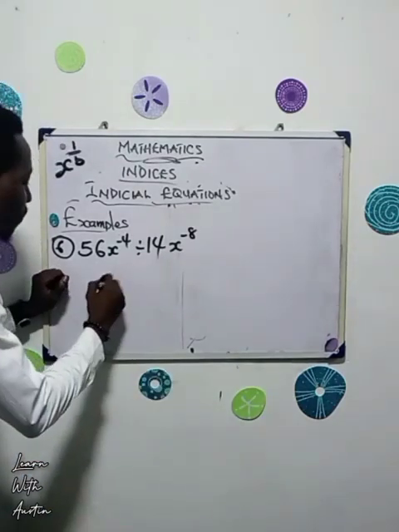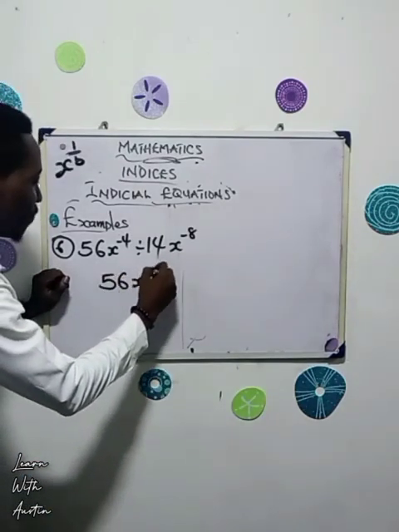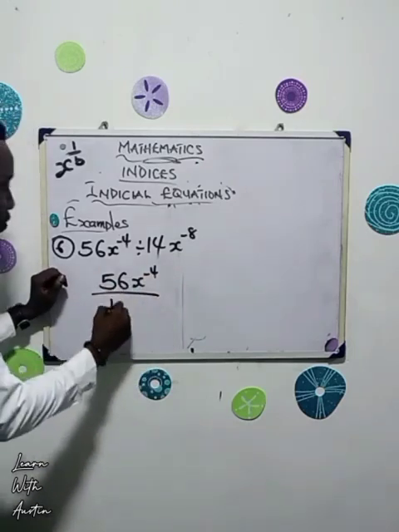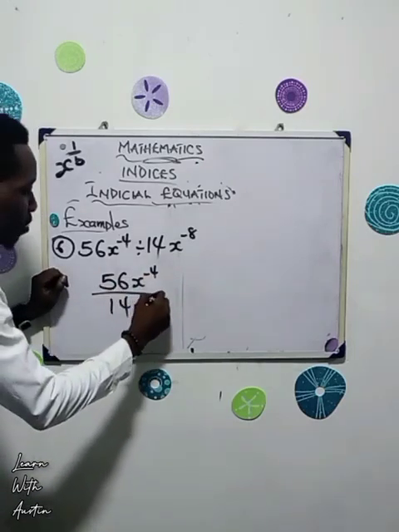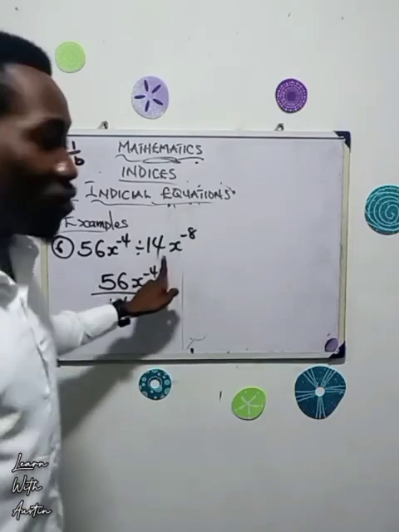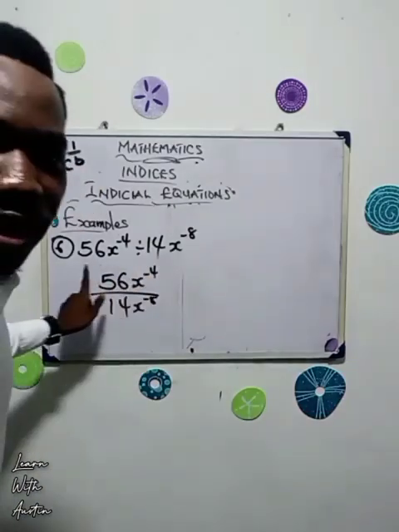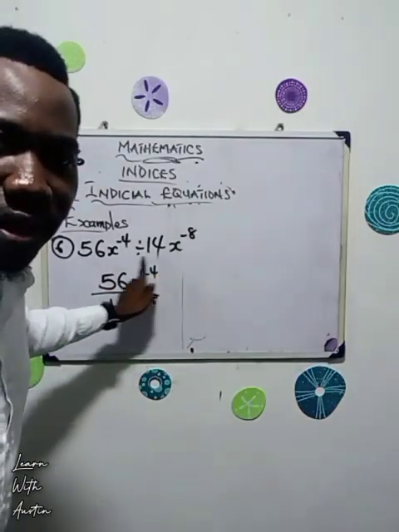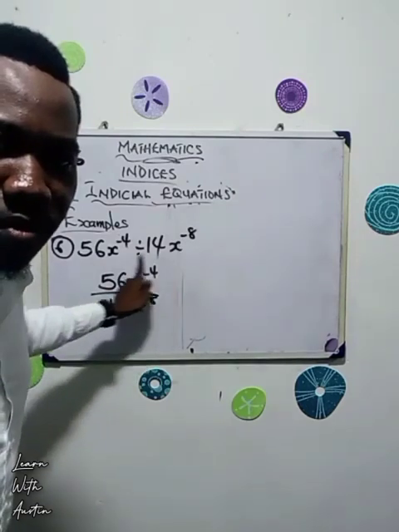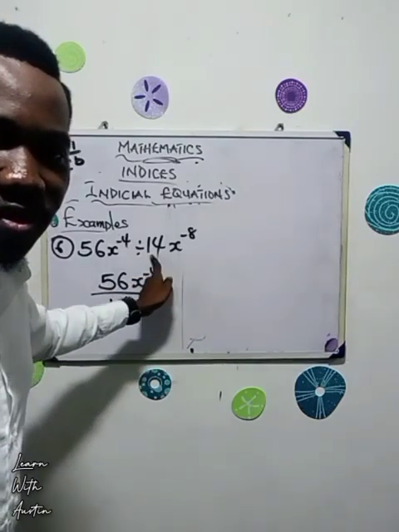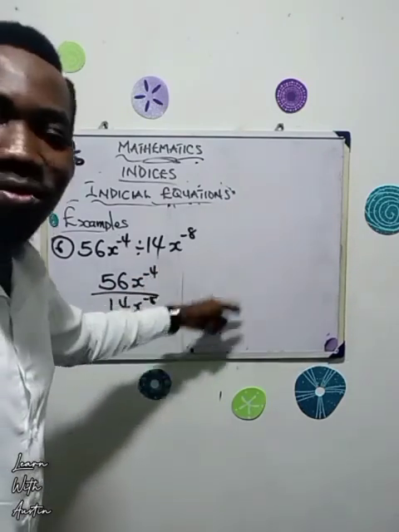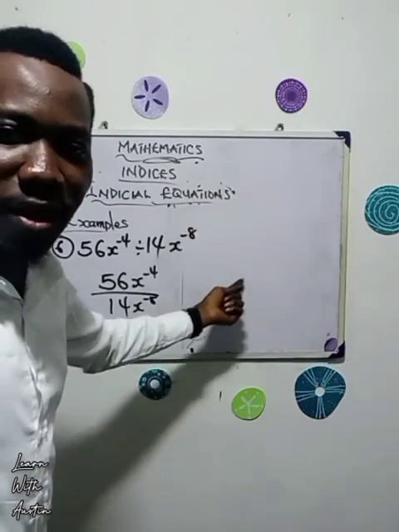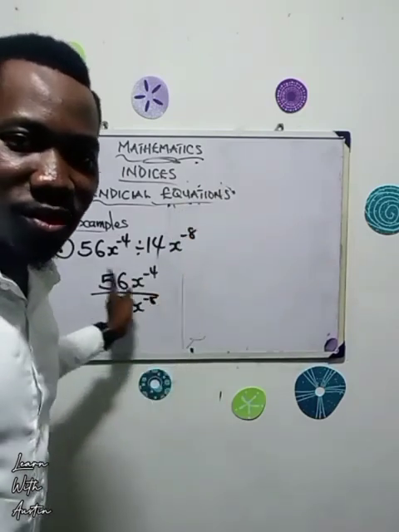So we're going to have 56x raised to the power of minus 4 divided by 14x raised to the power of minus 8. By the way, is there any number? You want to check these two numbers first of all. Is there any way that we can have a common base for 56 and 14?